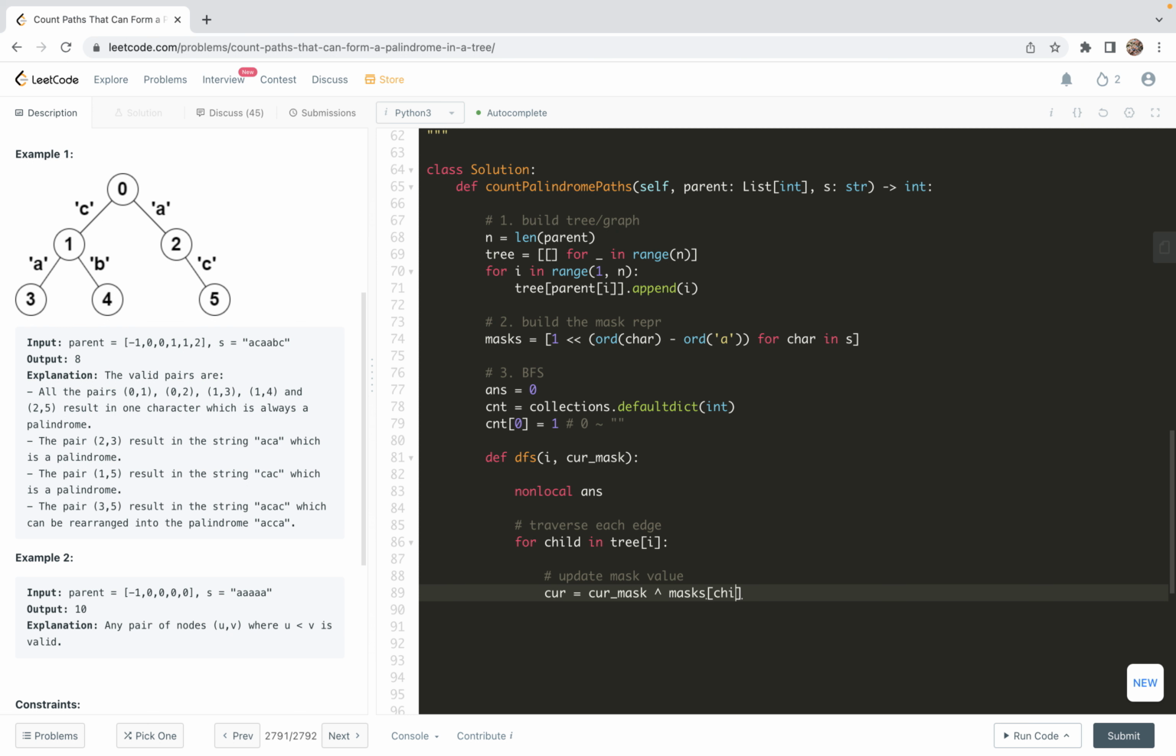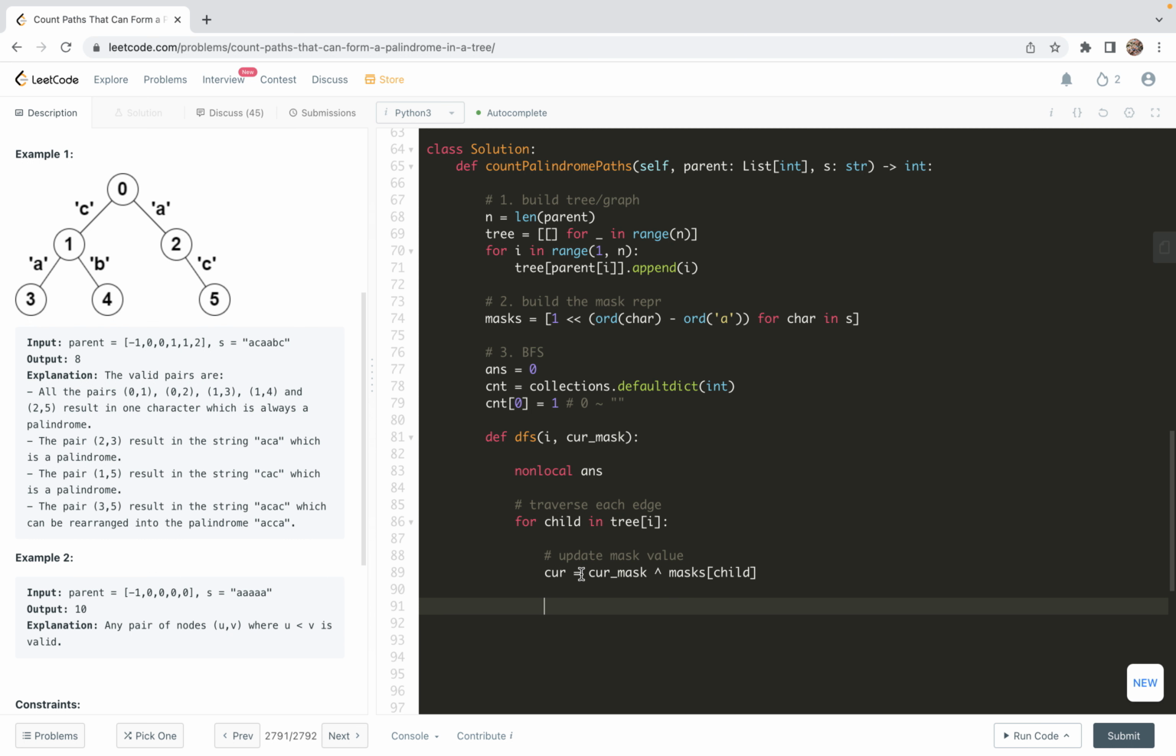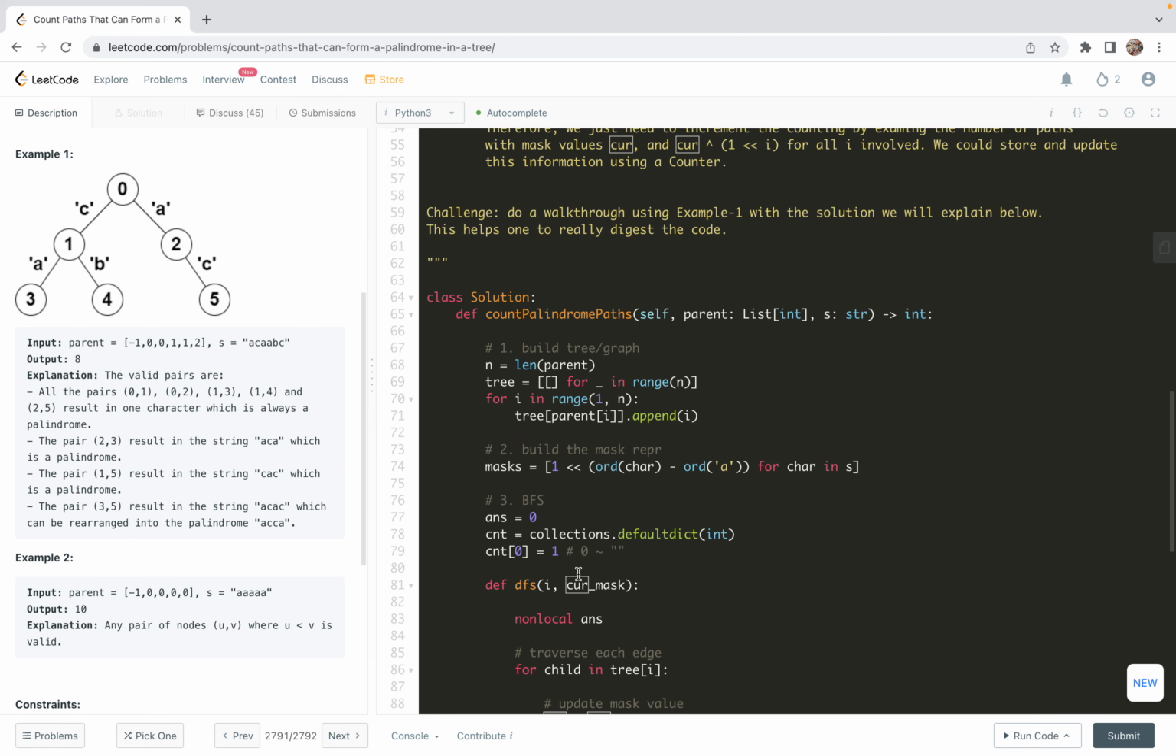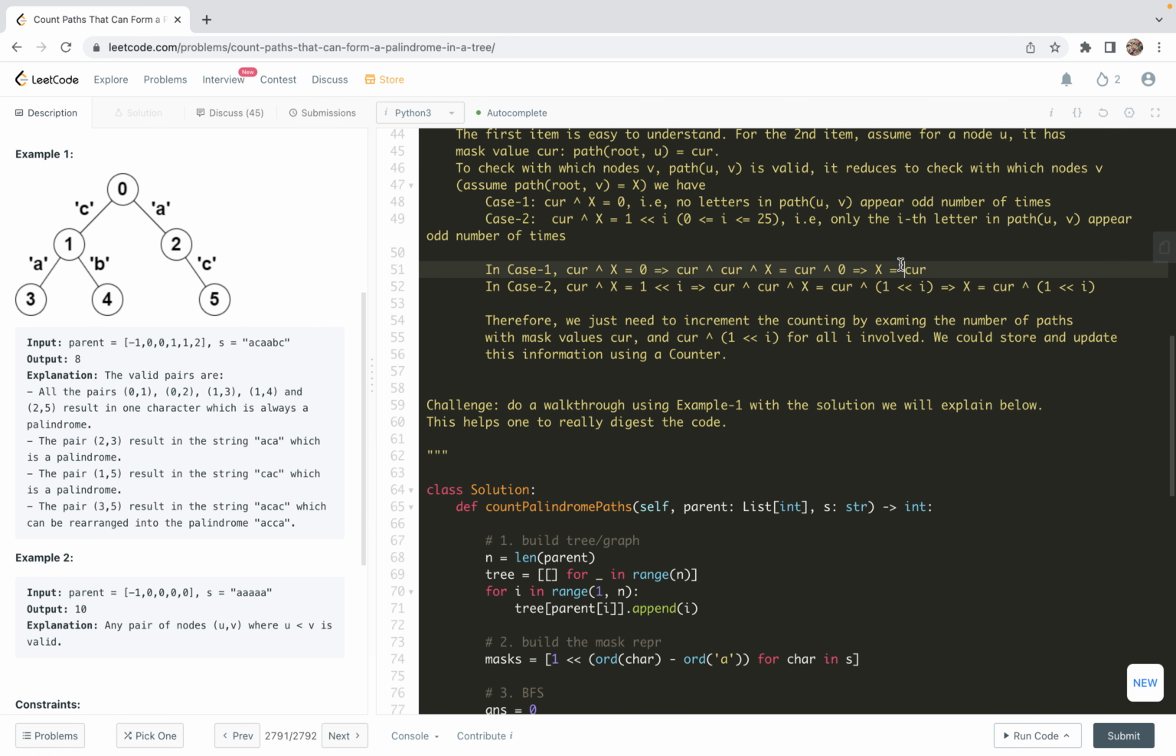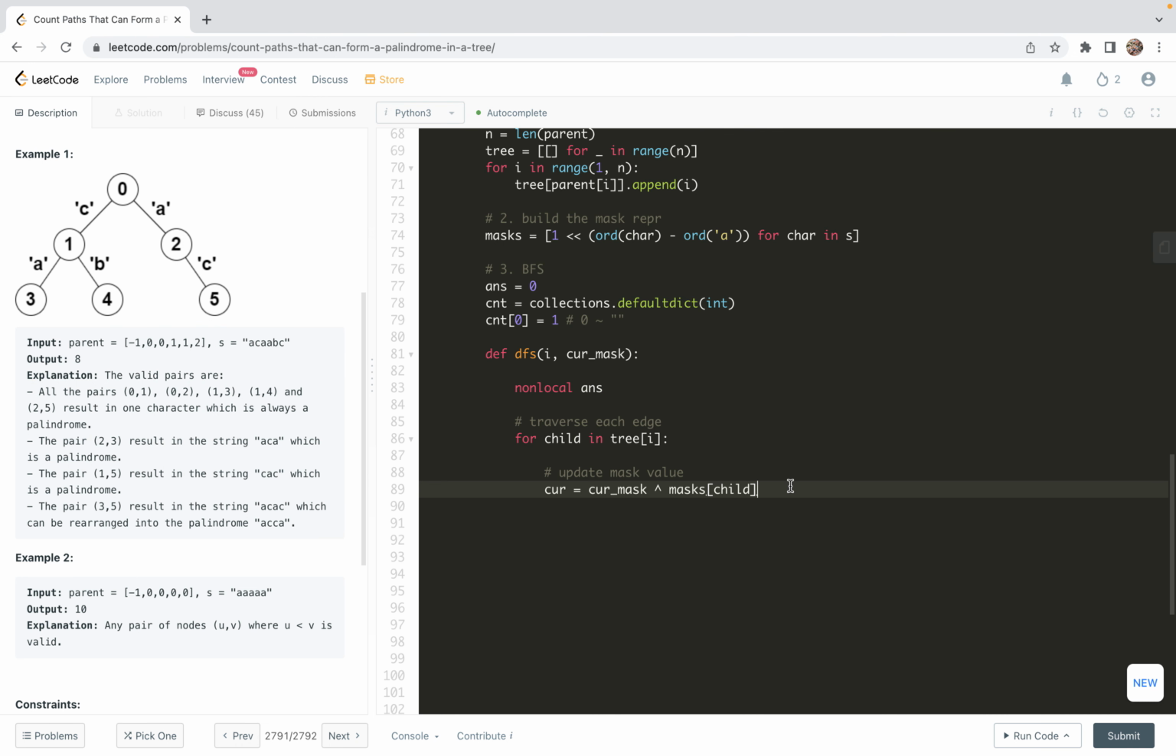So for child, right? And then basically we want to check if there are some paths that satisfy the conditions here, so we can do the counting, right? If there are some paths that already have a mask value equal to current, or equal to current exclusive or with a shifted representation, in other words, powers of 2. So for this, let's first check this.